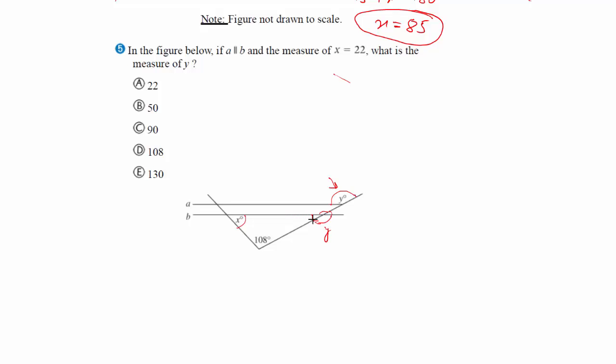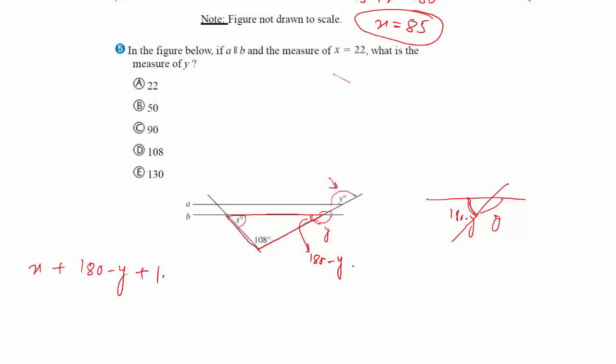Outside the triangle it is y, and inside the triangle you'll have 180 minus y, because when you have a line and there's a line cutting it, y is here and the sum should be 180, so this angle has to be 180 minus y. So in this triangle, we can take this angle as 180 minus y, right? And we know that the sum of the angles of the triangle is 180. So we can say x plus 180 minus y plus 108 is equal to 180.